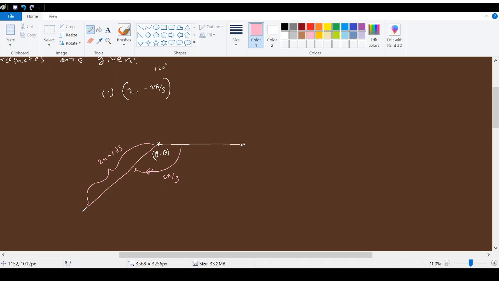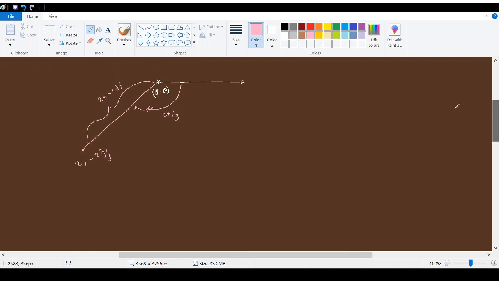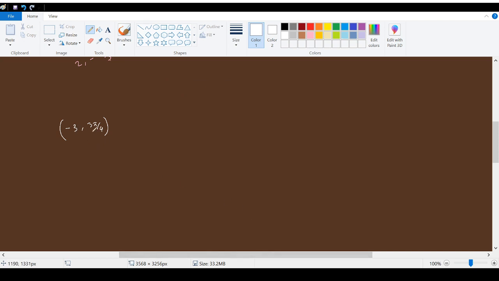So the coordinate of this point will be (2, -2π/3). And finally we have (-3, 3π/4). When you have a negative radius, what we should do is first disregard the negative and mark the coordinate of this point, which is 3 units. 3π/4 means 2π/4 is 90 degrees and 3π/4 is somewhere in between 90 and 180 degrees. So 3π/4, measured in this direction because it is positive, will be this angle, and the position of this coordinate will be here.